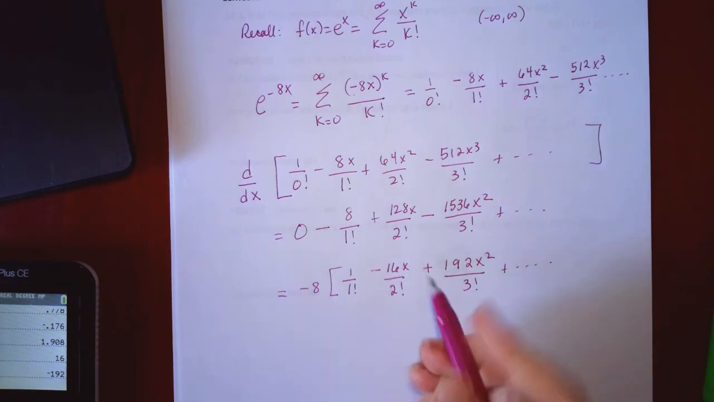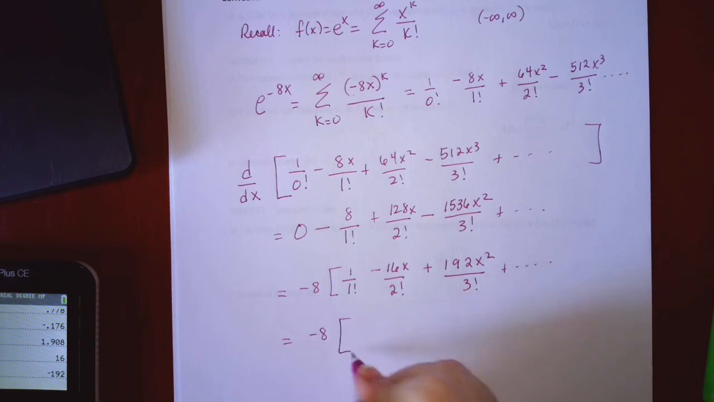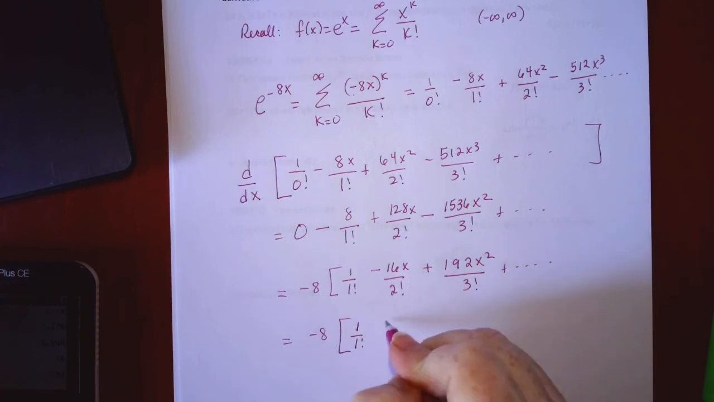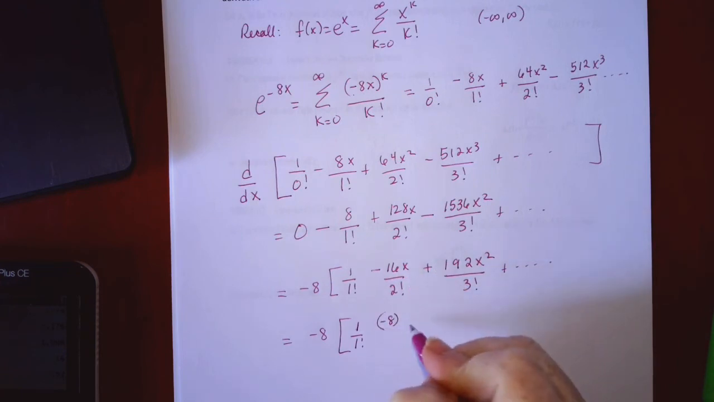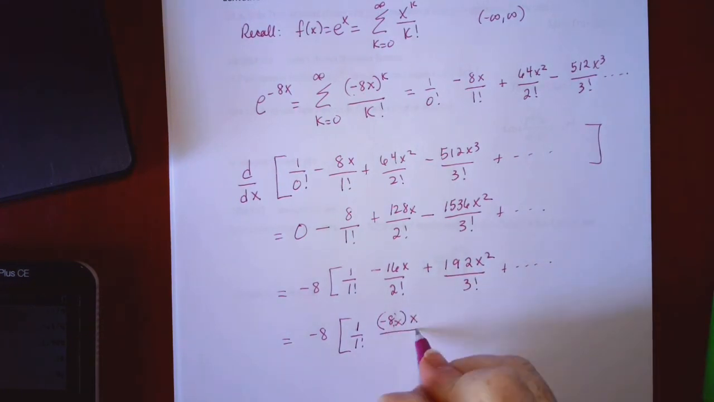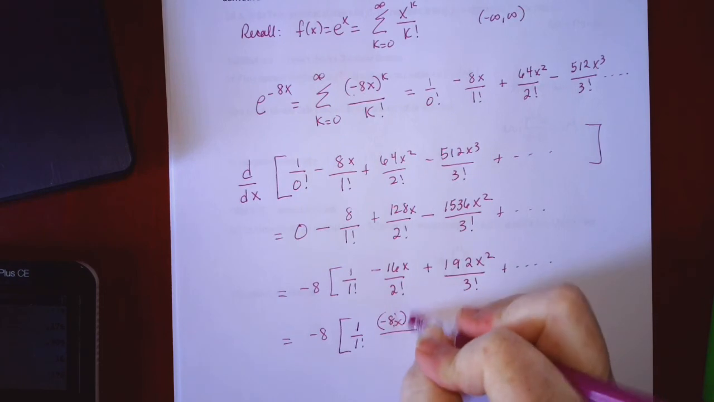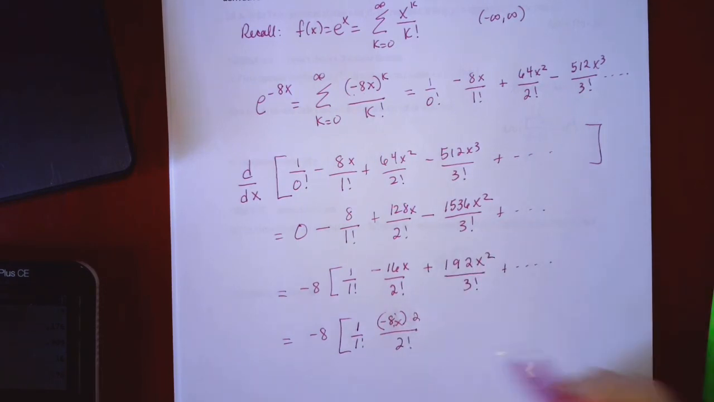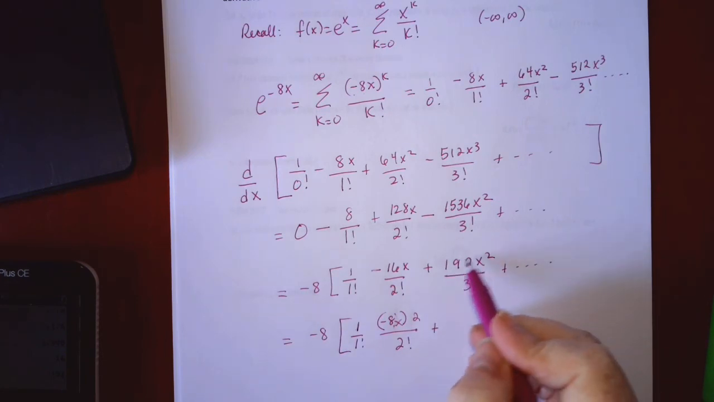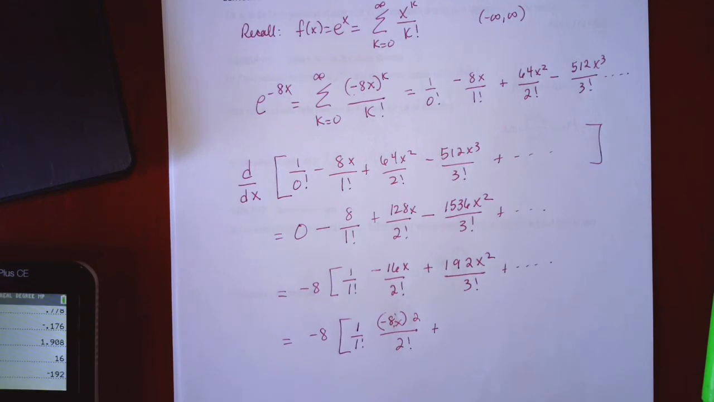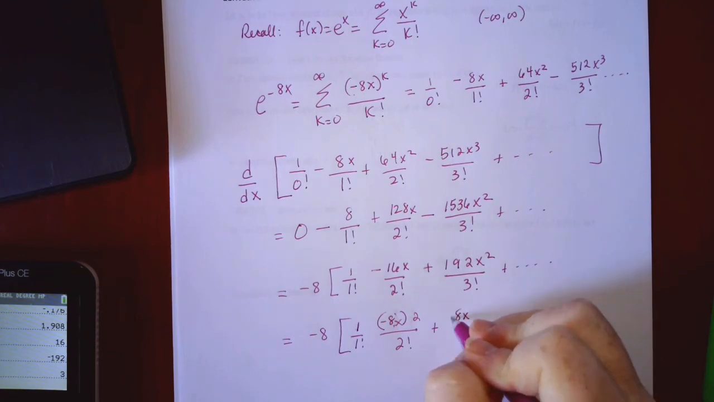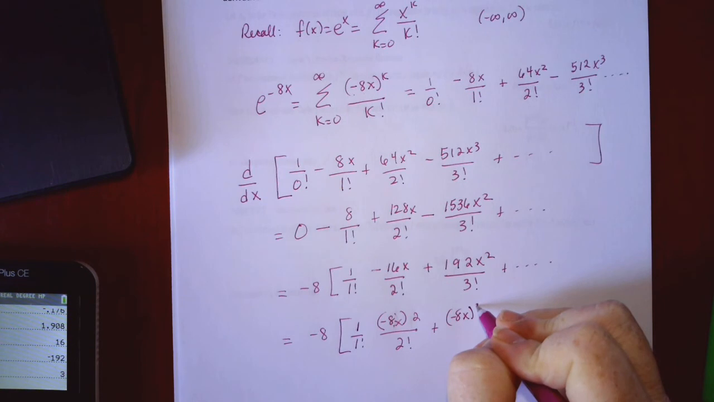Well, if you think about negative 16x, that would be negative 8 times, let's see, this would be just a 1 over 1 factorial. 16 is negative 8x times 2 over 2 factorial. If I take this guy, I would have 8x cubed.